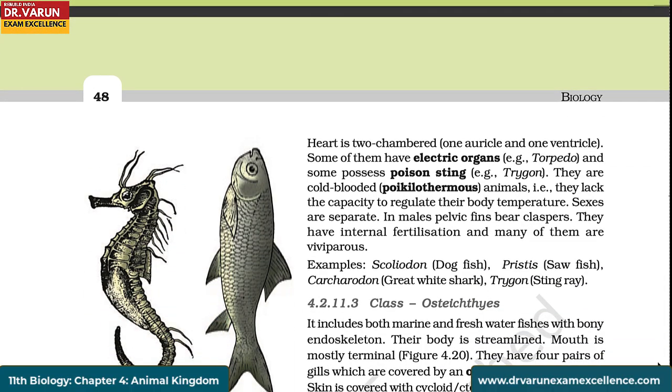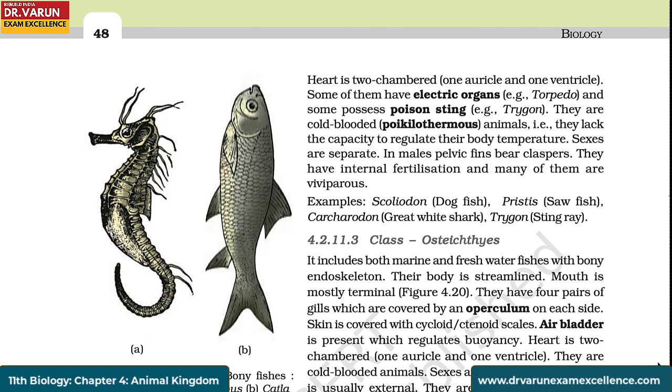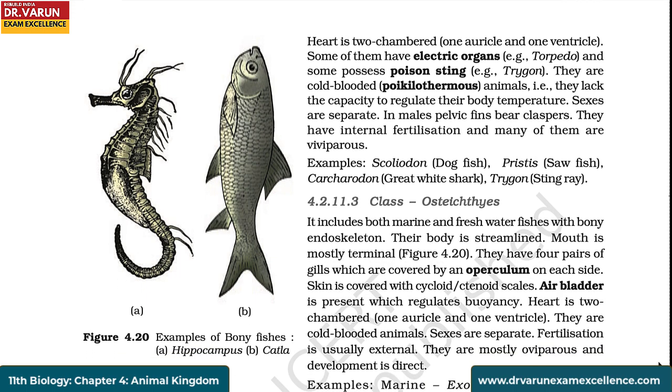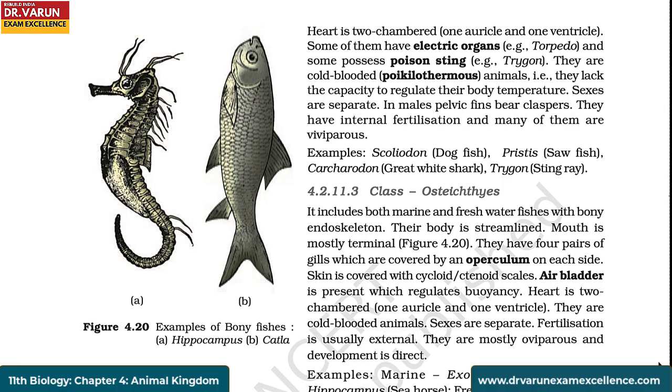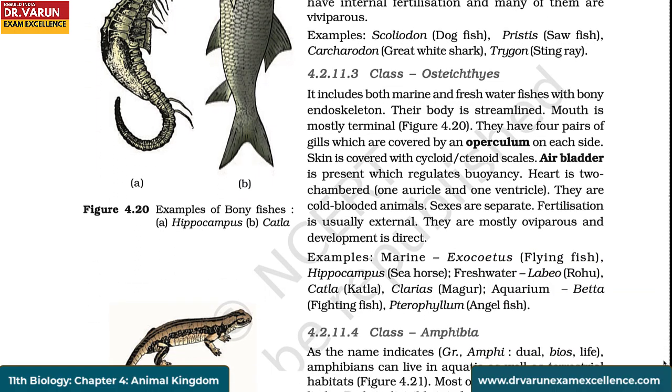Heart is two-chambered, one auricle and one ventricle. Some of them have electric organs, example Torpedo, and some possess poison sting, example Trygon. They are cold-blooded, poikilothermous animals, that is, they lack the capacity to regulate their body temperature. Sexes are separate. In males, pelvic fins bear claspers. They have internal fertilization and many of them are viviparous. Example, Scoliodon, dogfish, Pristis, sawfish, Carcharodon, great white shark, Trygon, stingray.